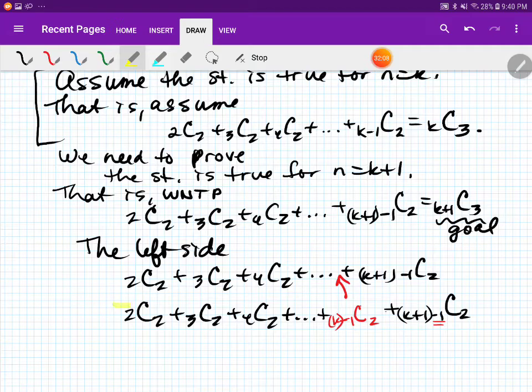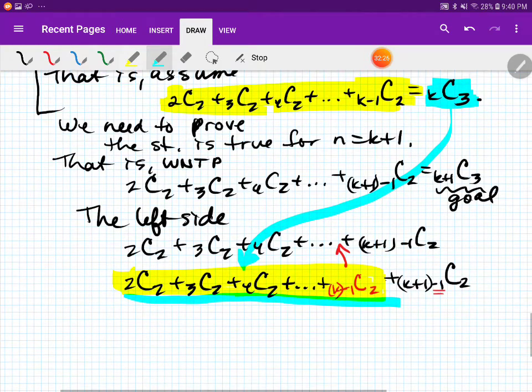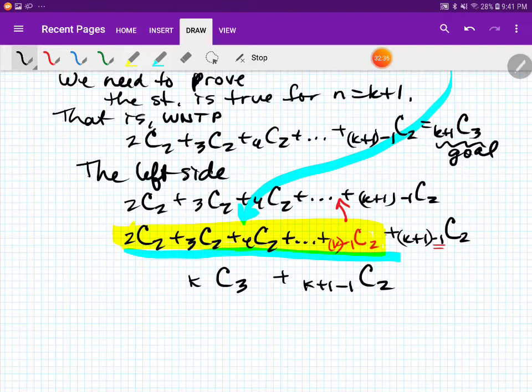And then what often happens, often meaning always, I can't think of an example when it doesn't, is that this part in the dot dot dot is going to match this one. So this right side can be replaced with this whole thing with the dot dot dot. That's so cool. I've never done it with highlighter. Okay, so this is kc3 plus k plus 1 minus 1 c2. Okay, how awesome is that? That's supposed to be k plus 1 c3? Okay, kc3 plus kc2.